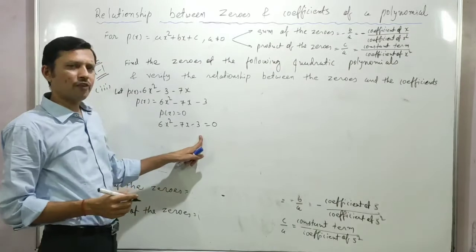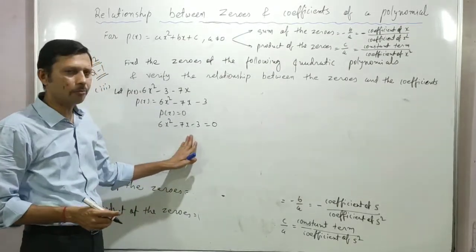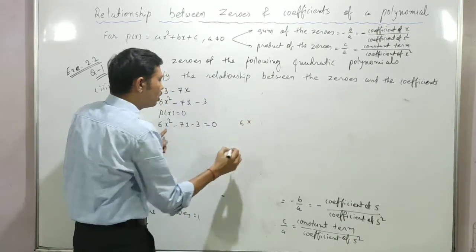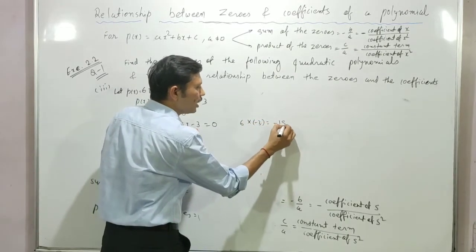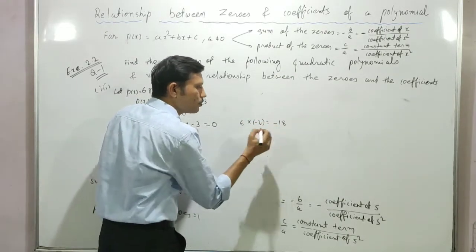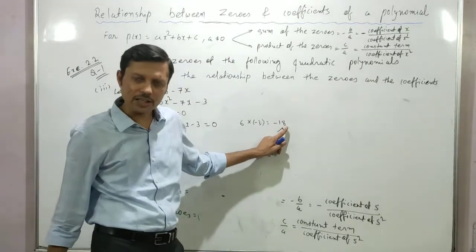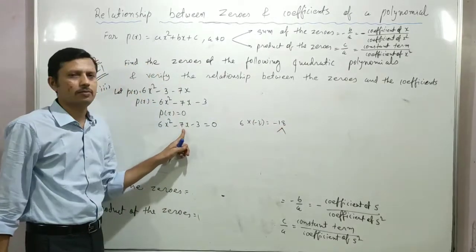Now it's not a perfect square trinomial, so we will factorize by splitting the middle term. What the coefficient of x square? 6. What the coefficient of the last term? Minus 3. The product is minus 18. 6 3s are 18, plus minus, minus 18. Here the product is negative. So we need the two factors of 18 whose subtraction should be the middle term 7.